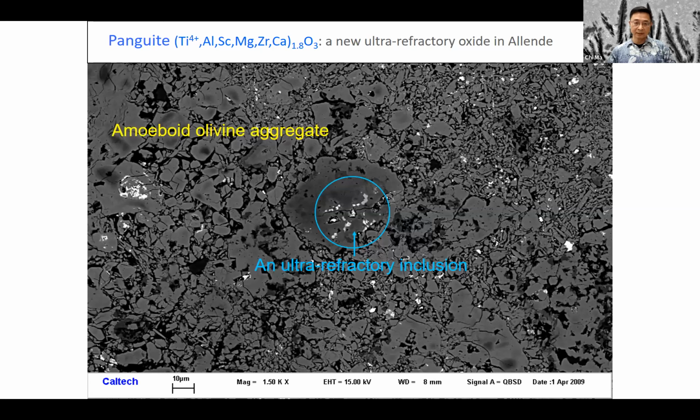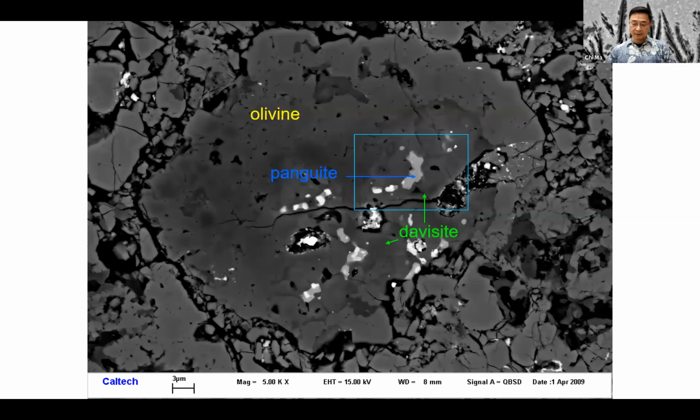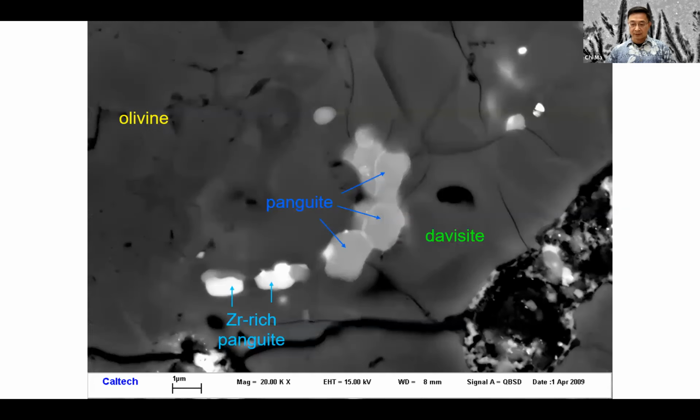Okay, now let's look at panguite. Panguite is a titanium-rich oxide. It occurs within this ultra-refractory inclusion within olivine aggregate. Now zoom in. Here's a panguite sitting within davisite, surrounded by olivine. Now further zoom in. Here, those grains are panguite with the nearby two zirconium-rich panguite. Here's a davisite and surrounded by olivine.